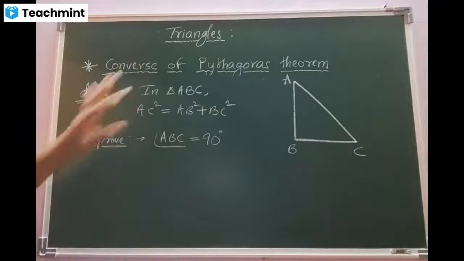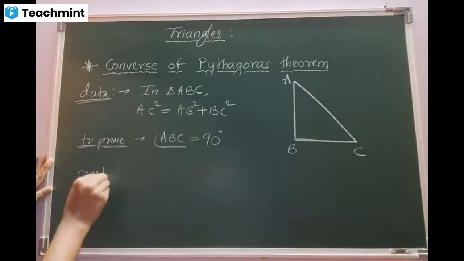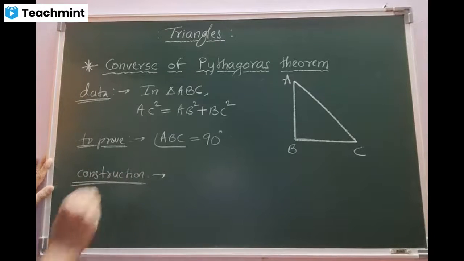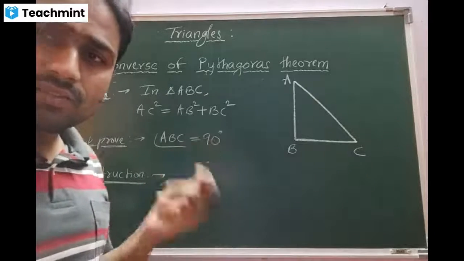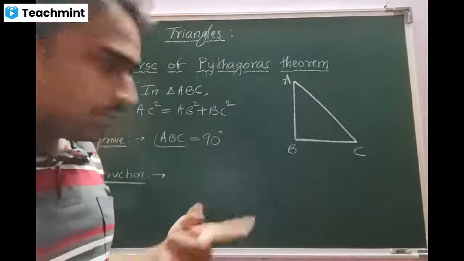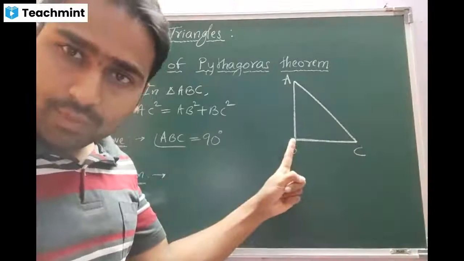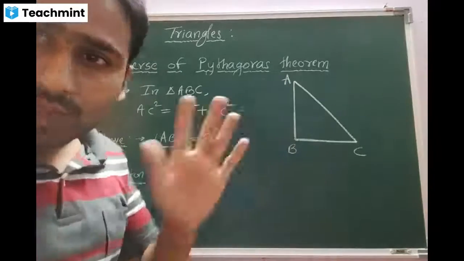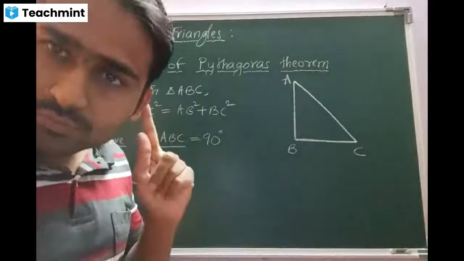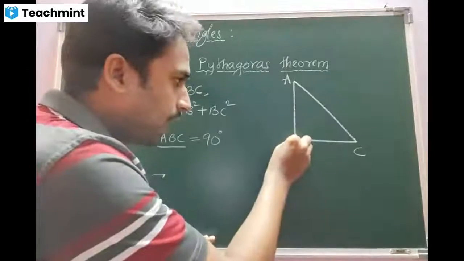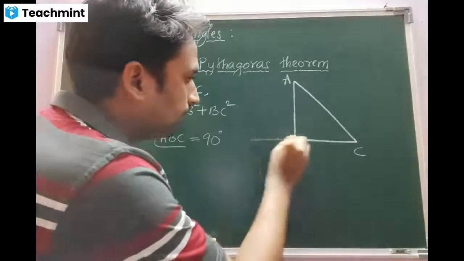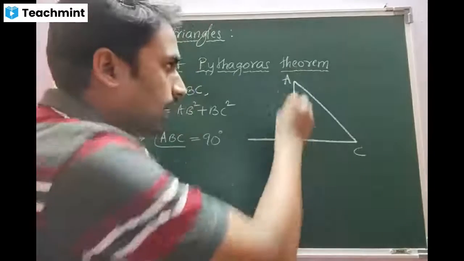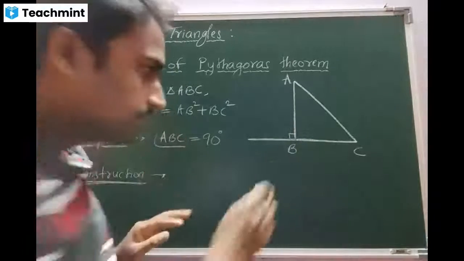In order to prove this, I need a small construction. The construction is very interesting, beta. Look at the construction. Observe. From this point B, I'm going to draw one perpendicular line to AB. From this point B, one line which is perpendicular to AB. Understanding? Yes, sir.